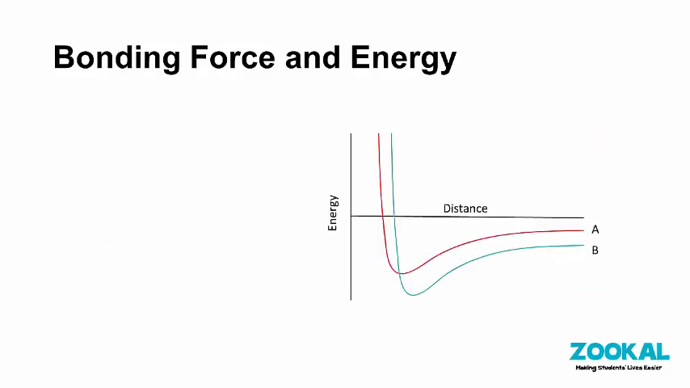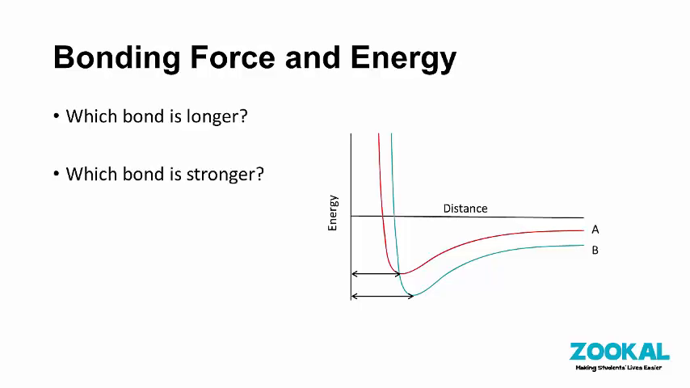We can discern some properties of a chemical bond using these diagrams. For example, we can work out which of these two chemical bonds, A or B, is longer. The bond length is represented by the position of the energy minimum. If this minimum occurs at a small interatomic distance value, the bond is short. Using this logic, since the minimum of A occurs at a shorter distance than the minimum of B, it must be the shorter bond.